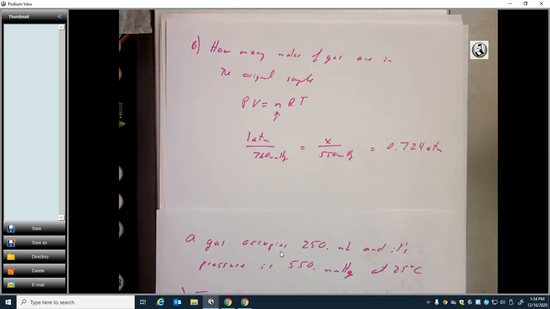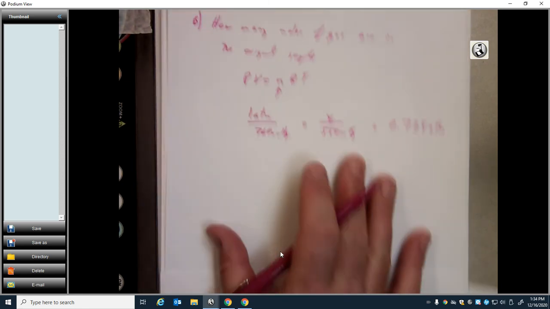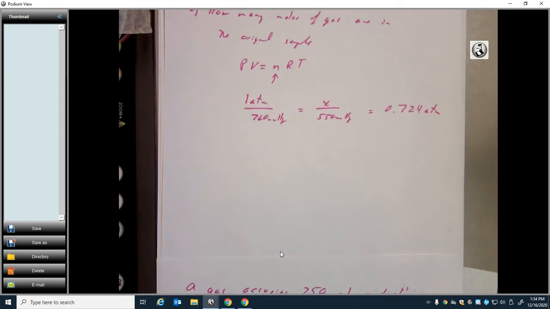You don't have to do that. You can work in millimeters of mercury. I gave you the universal gas constant for it, so it doesn't matter. But I learned to work in atmospheres, so I tend to work in atmospheres.